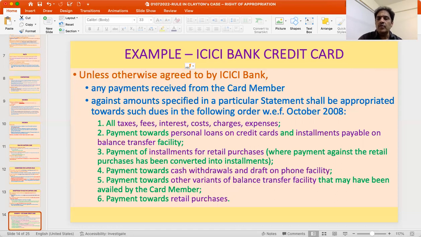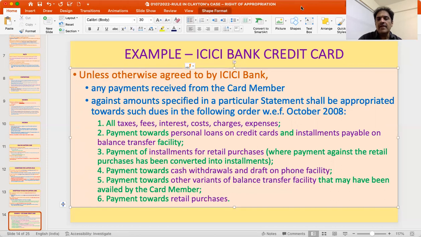So the rule in terms of appropriation is drawn up in the form of terms and conditions, and these terms and conditions are agreed to by implied agreement. You make an application, and the first time you swipe and use the credit card, you are deemed to have agreed to the terms and conditions of the card, and this term is a part of the terms and conditions of the credit card.